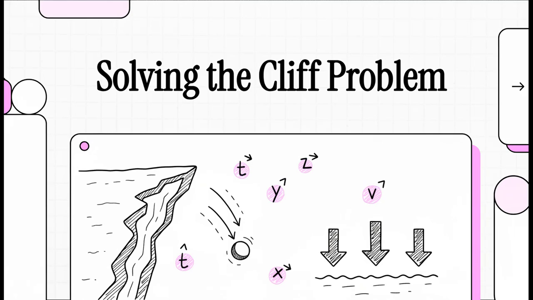Have you ever wondered how physics can pretty much predict the future? Well, today we're going to do just that. We're tackling a classic cliff problem. It's a kind of puzzle that's fundamental to understanding motion, and we're going to break it down step by step to show you exactly how it's done.